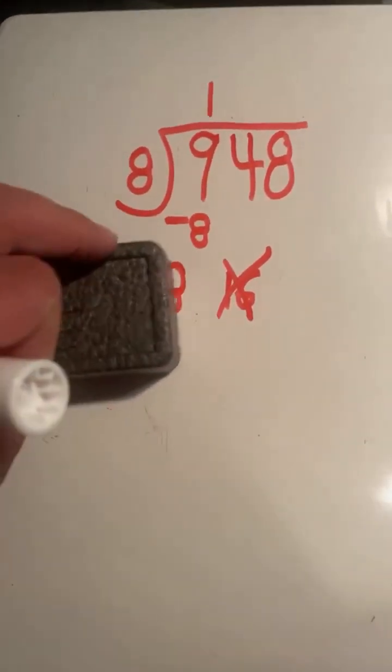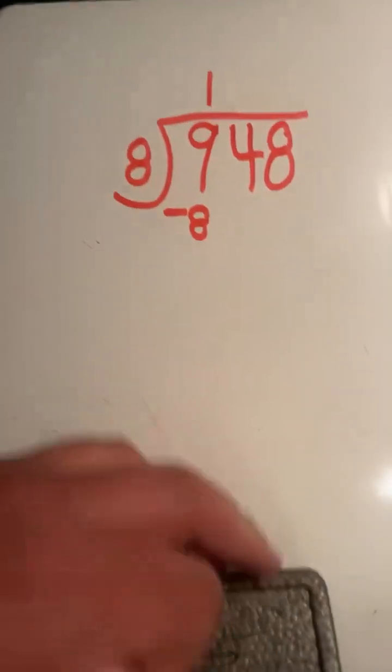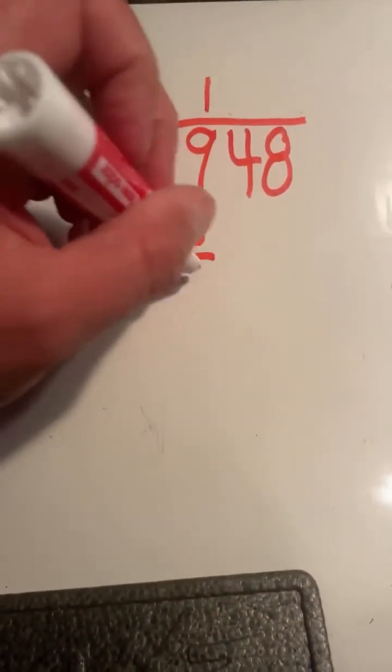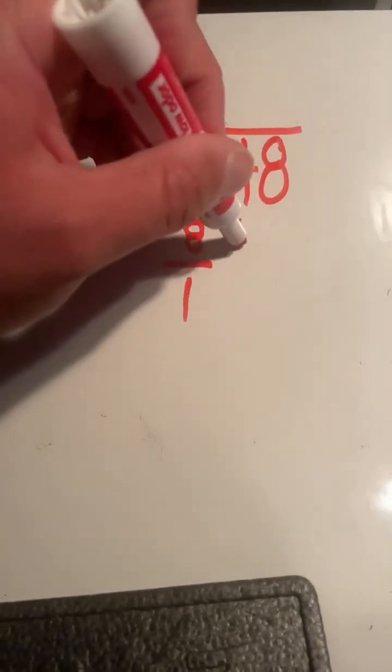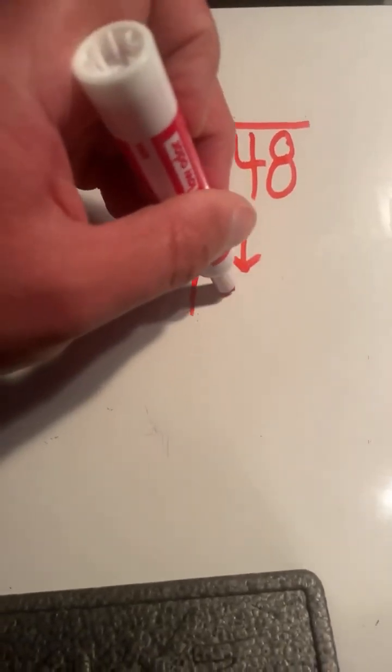So we're going to do 9 minus 8 to find our remainder. 9 minus 8 is 1. We have a remainder of 1. Next, I'm going to bring down the 4. That 1 becomes a 14.